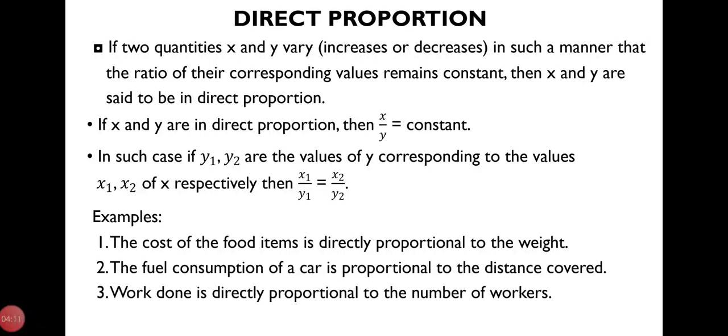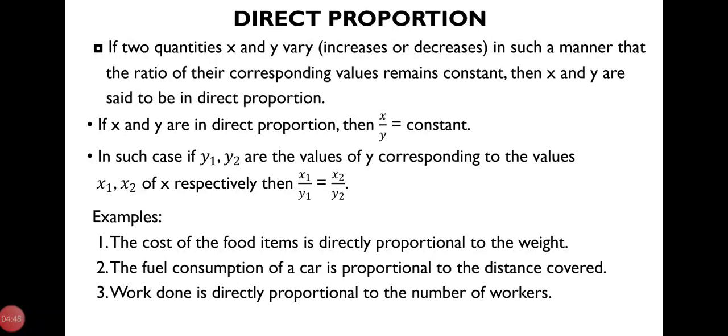Next, work done is directly proportional to the number of workers. Means suppose some work is to be done, if there are more workers, then the work will be done early. But if there are fewer workers, it will take more time to complete. So work is also directly proportional to the number of workers. More workers, more work will be done. Fewer workers, less work will be done.